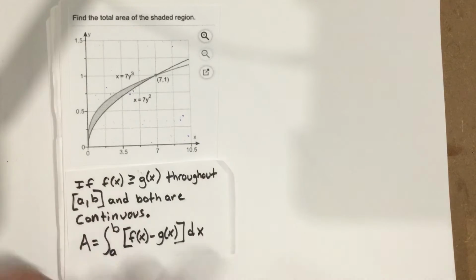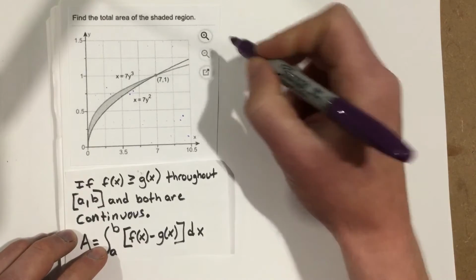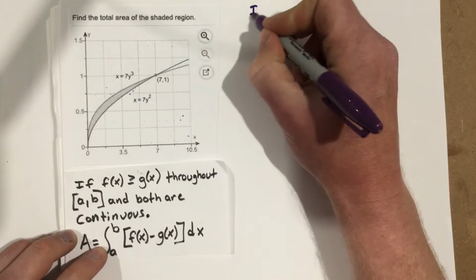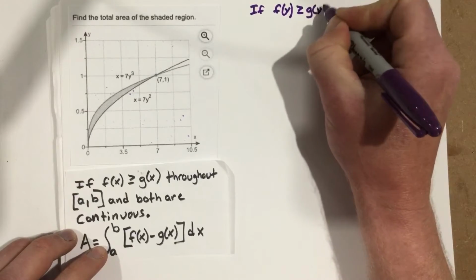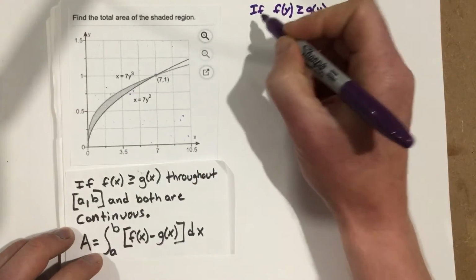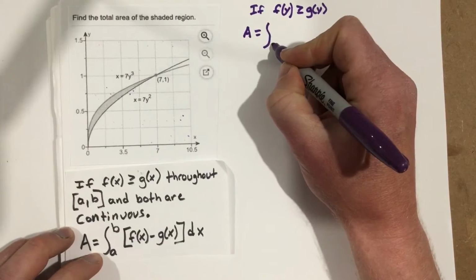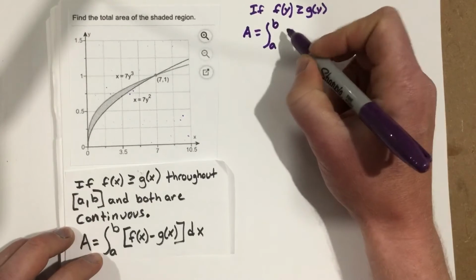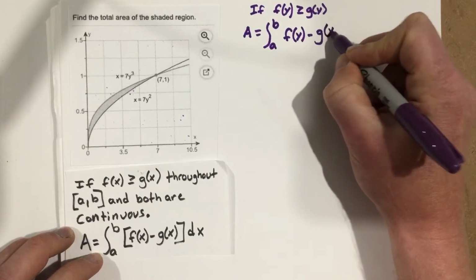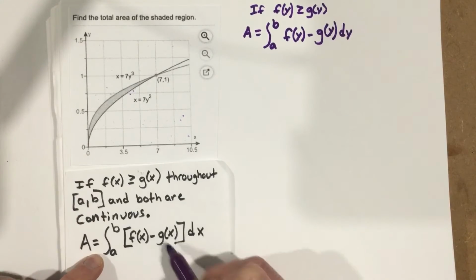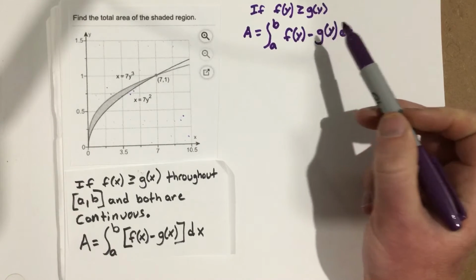So I'm going to go ahead and write that up here. We're going to rewrite this. So we'll say if f of y is greater than or equal to g of y, and obviously the whole continuous thing is still the same, then A is equal to the integral, still a to b, of f of y minus g of y dy.